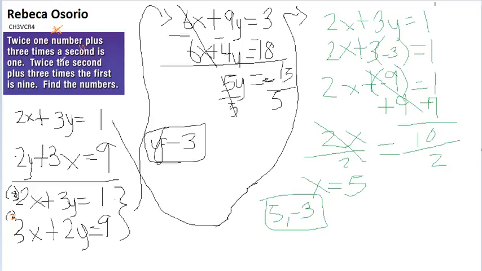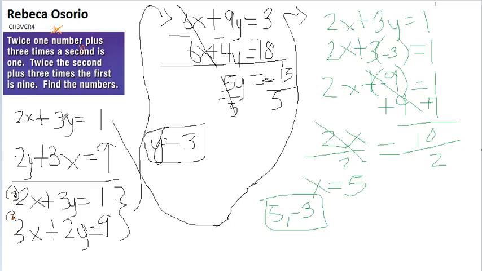Now we have to do the second one, which says twice the second number, which would be 2y, plus 3 times the first number, which would be 3x, since the first number is x, and equals 9.